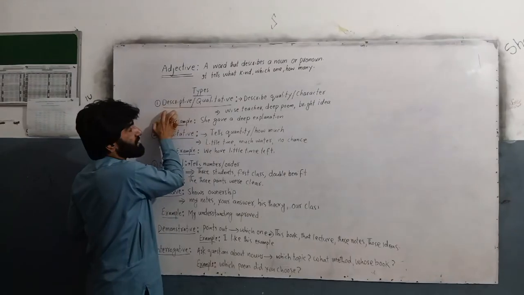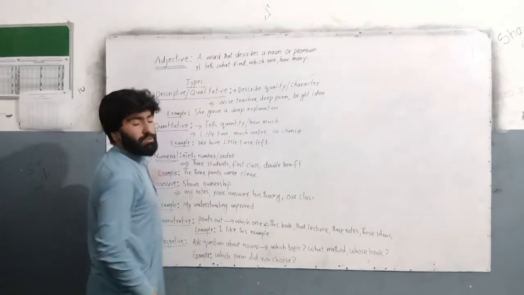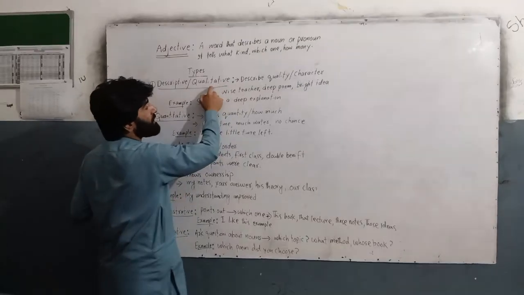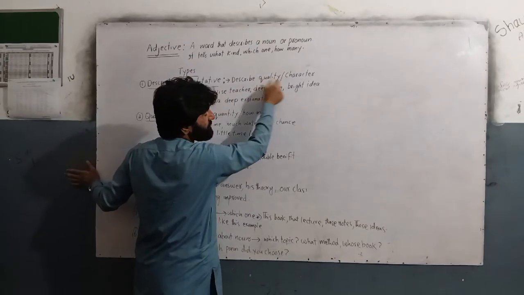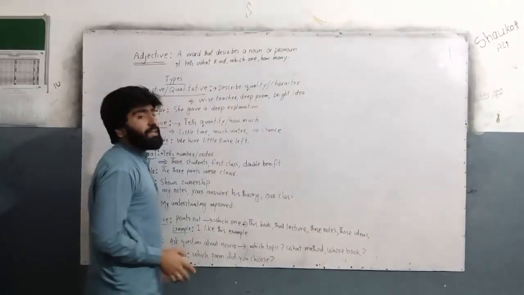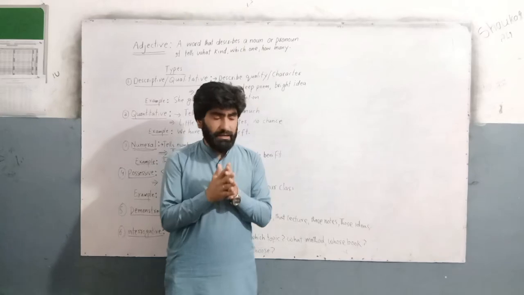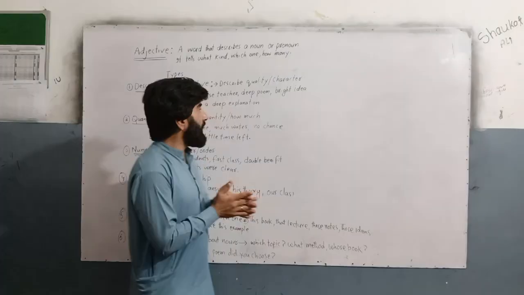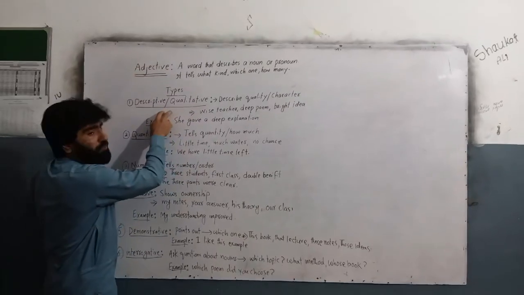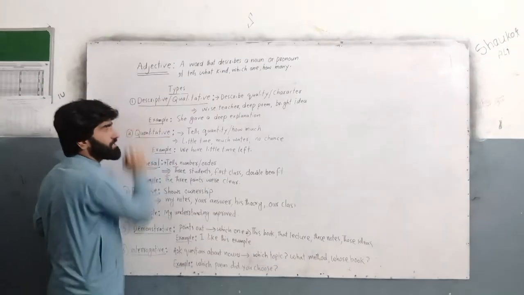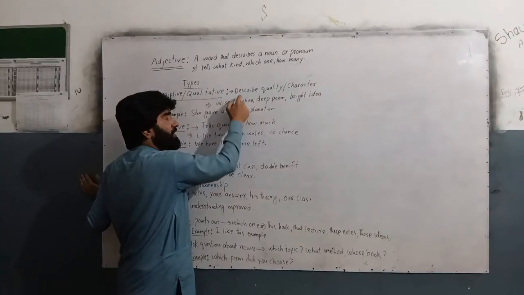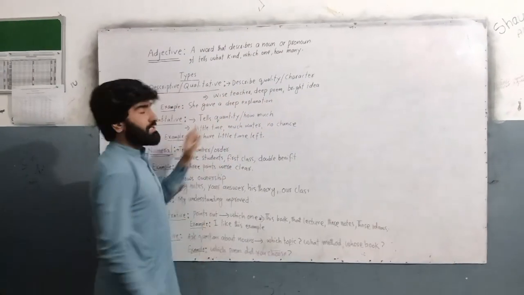The first one is descriptive or qualitative adjective. Descriptive or qualitative adjective describes quality, character. It will describe the character or quality of a noun. I will have a noun and I will describe the character and quality of the noun. So this adjective will be a qualitative adjective or descriptive adjective. For example, wise teacher. In wise teacher, teacher is a noun and wise is an adjective.